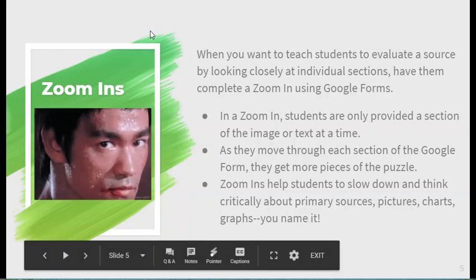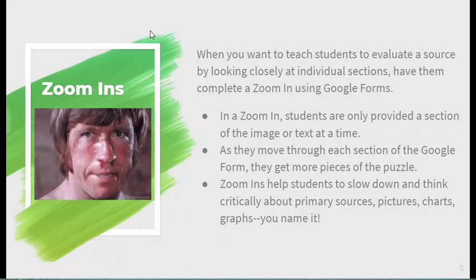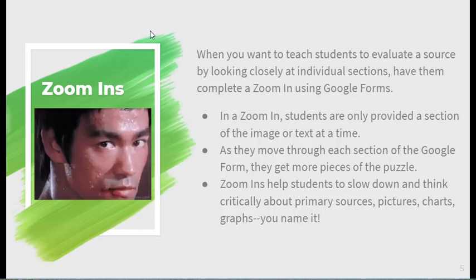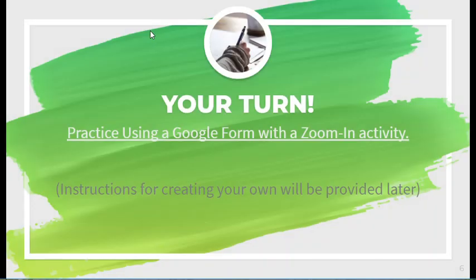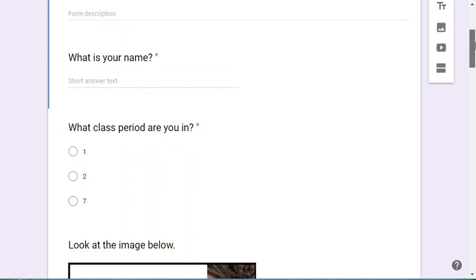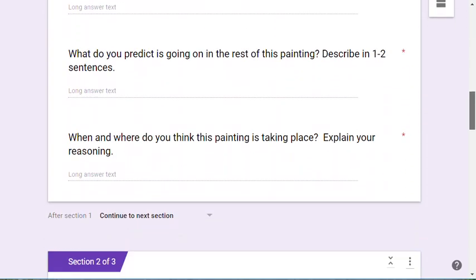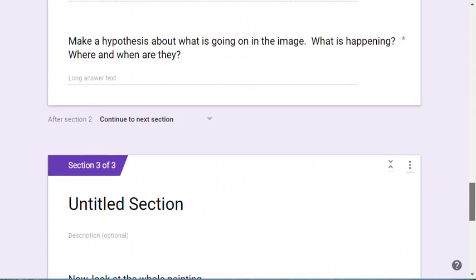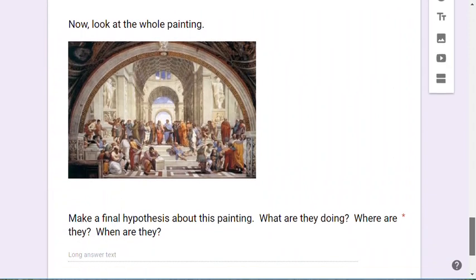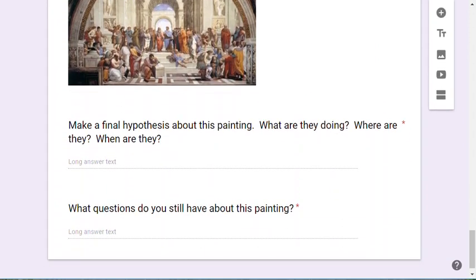One lesson I gave them is zoom-ins. The idea behind a zoom-in is giving students a small section of a document or a picture and having them create hypotheses about this using Google Forms. I explained to the teachers what this was, and then I had teachers look at a zoom-in that I had created. With the zoom-in, you can look at the image below, start to make some hypotheses, and then continue on to see more of the image until you finally see the image at the end and reflect on where you were right, where you were wrong, and what questions you still have about the painting.